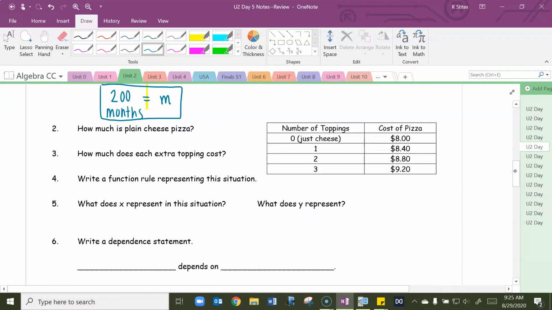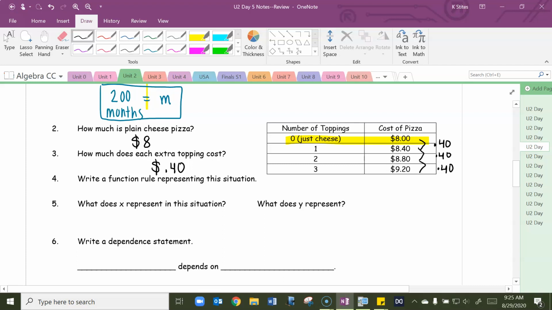Let's take a look at this table. We've got number of toppings and cost of a pizza. So how much is a plain cheese pizza? That's just reading our table. That's just $8. How much does each extra topping cost? Well, if we look at what we're jumping by here, we can subtract if we need to, 8.40 minus 8 or 8.80 minus 8.40, but you should notice that this is jumping by 40 cents. Okay, so that's how much each topping costs.